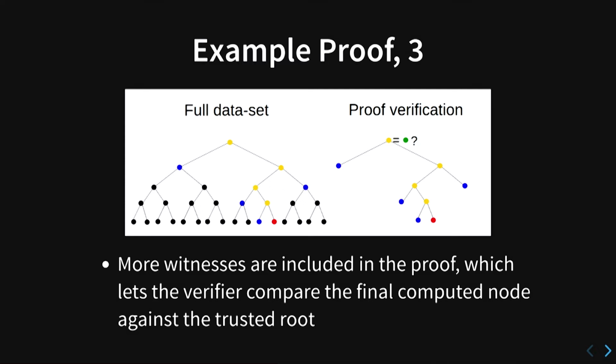So that's the simplest way that a proof works, right? You just send along these witnesses and they're hashed together in order of the key, because you need to know which one is on the left and which one is on the right. Well, that just corresponds to the bit in the hash key representation, right?